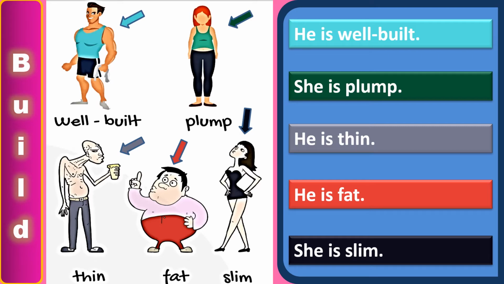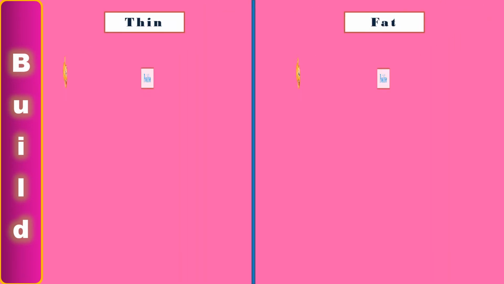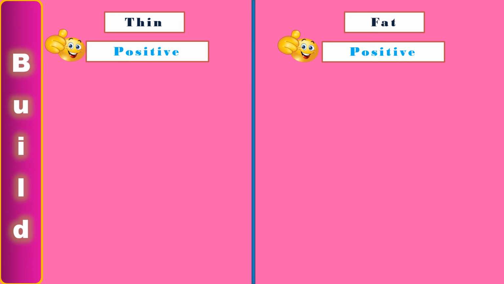However, for this next slide, I'm going to give you words where you can use thin and fat in a positive way and in a negative way. For thin, the positive way of saying thin is you can use the words slender or petite. Petite is usually used for ladies or for girls who have a small body build.